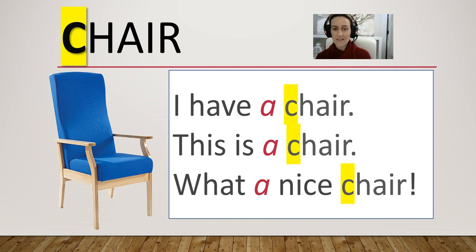Many of my students say, I have chair. Wrong. When you say I have chair, do I understand you? Of course I understand you. But is it correct grammatically? No, it's not. Why not? You need an article. I have a chair. This is my chair. This is a chair. And wow, what a nice chair.